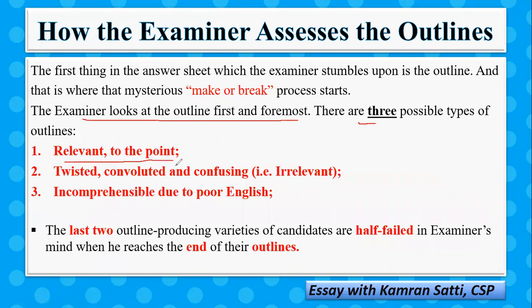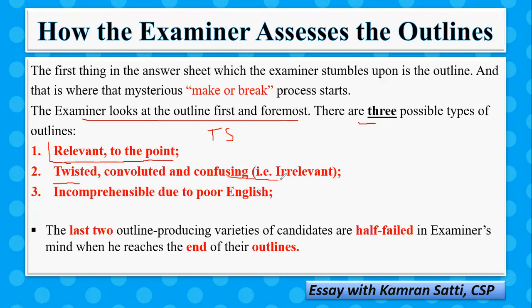These are those outlines which are addressing the thesis statement, the stance you're taking. All of the outline throughout is relevant to the topic. If you haven't grasped the topic, then you can't write a relevant outline, and if you haven't written a relevant outline, you can't write a relevant essay. So this is one category of outlines, where some students write relevant and to the point. Then the second category is called twisted, convoluted, and confusing outlines.